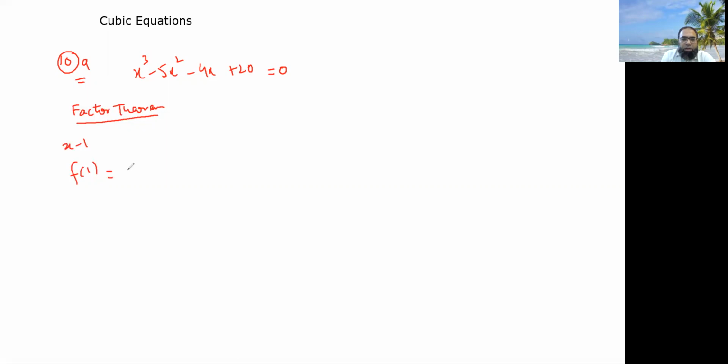So let's find that quickly. This is 1 minus 5 minus 4 plus 20. You see that this result is not equal to 0, so we are not interested in this x minus 1. Our first trial has failed, so we'll go for the second trial. We'll find f of minus 1, assuming that x plus 1 is a factor. This is minus 1 minus 5 plus 4 plus 20, and you see that this is still not equal to 0.